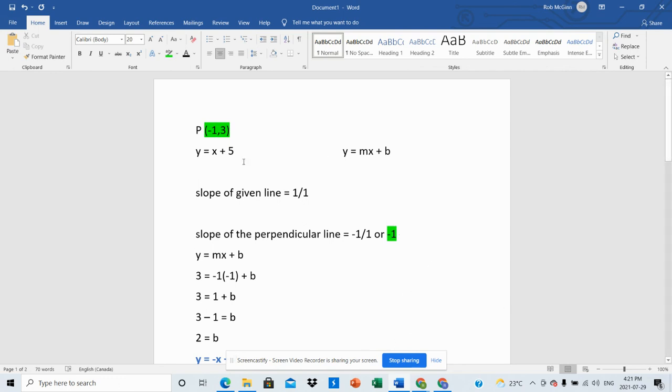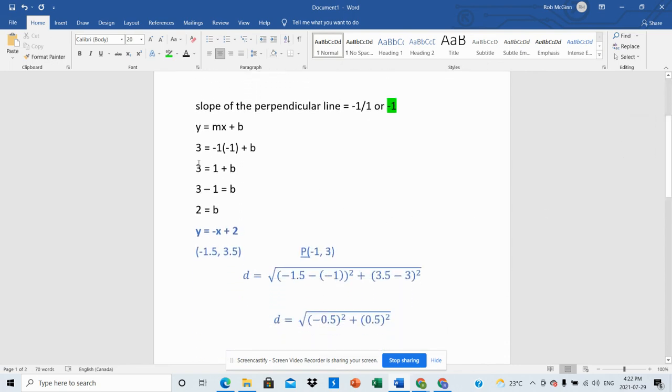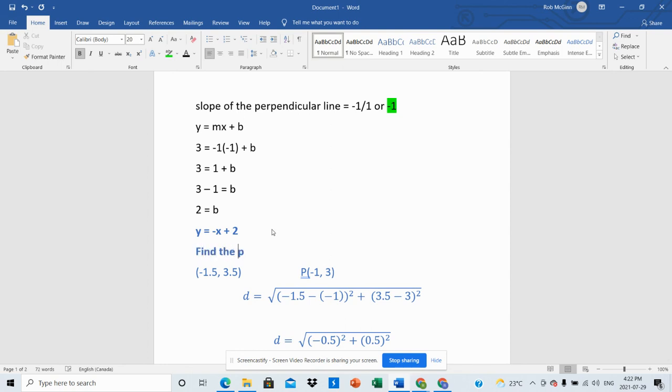We use that slope and the point to find out what our y-intercept is, or find out what b is. We put all that information in. 3 comes directly from the point P. We use 3, we use negative 1 as our slope, and then negative 1 is our x as well. Solve that, we find out what b is. Once we've got that equation, we go and find the point of intersection, or another way of saying that is find the solution to the system of linear equations there. So we did that. We found the point of intersection.